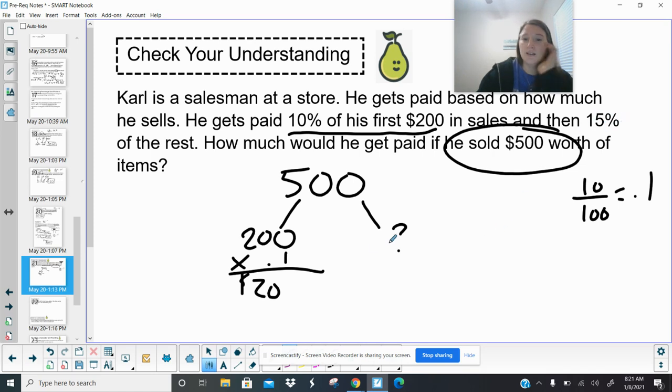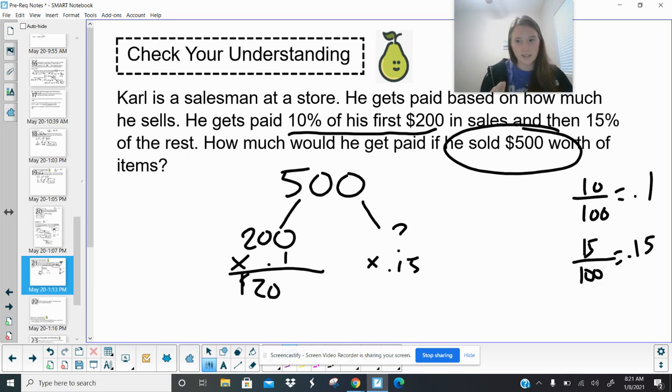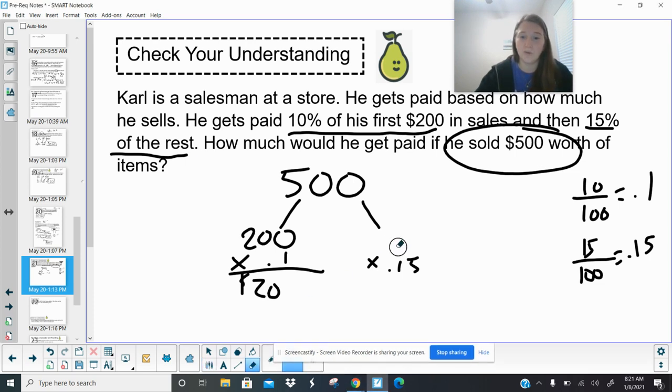Now it's 15%, so we know 0.15. We know that I'm going to be multiplying something by 0.15, but multiplying what? I am multiplying with the rest. Again, imagine a big pile of money, $500. There goes 200 off to the side. How much is the rest? What's left over? You should have gotten 300 then. 300 is the rest after the first 200 that he sold. So again, notice that 200 plus 300 gives us that 500. We're splitting this up into two piles.